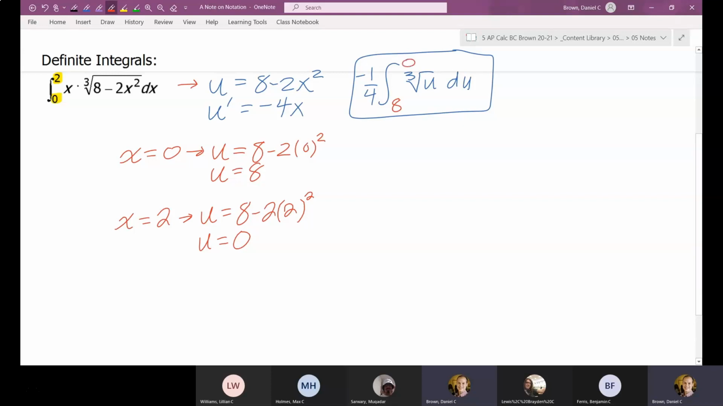And this would be considered a correct integral to use. I know it looks weird. You're like, Mr. Brown, those numbers go out of order. It's going from 8 to 0. But you have to remember that we're no longer talking about the x number line. We're talking about the u number line.